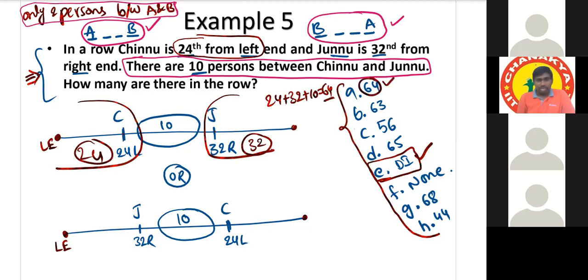Okay. And anybody tell the answer for second possibility? Sir, it should be 66, right? No, 24 plus 32 is 56, sir. We did the wrong calculation, sir. That's what I'm saying, sir. 24 plus 32, 56. 56 plus 10, 66. Okay, this one for the first possibility you are saying. So the calculation is wrong here. 24 plus 32 is 56 already. Plus 10, it will be 66.